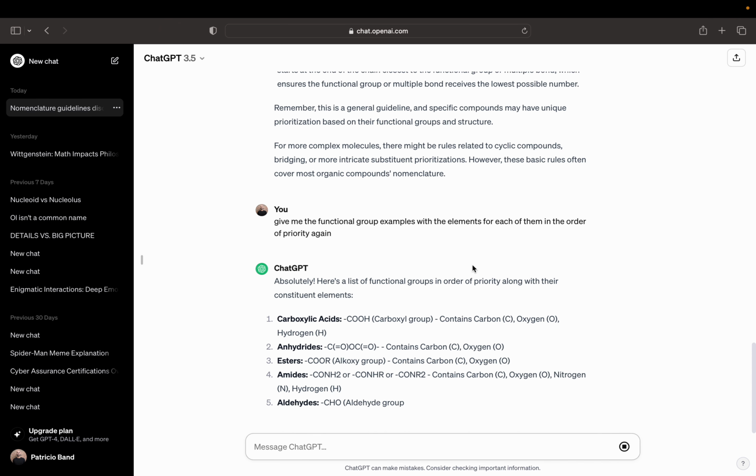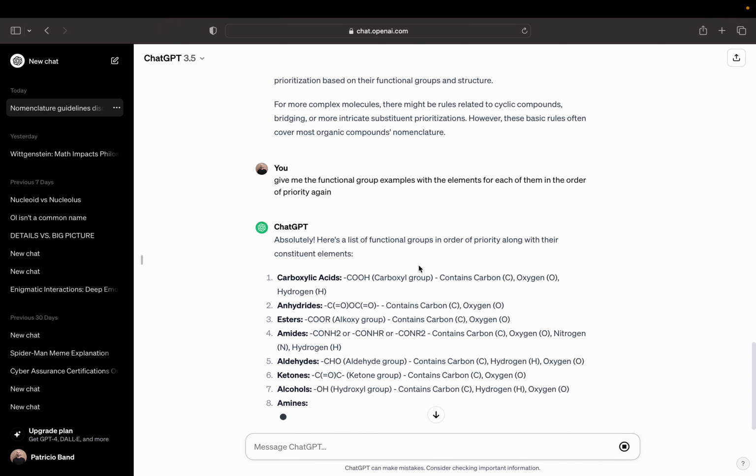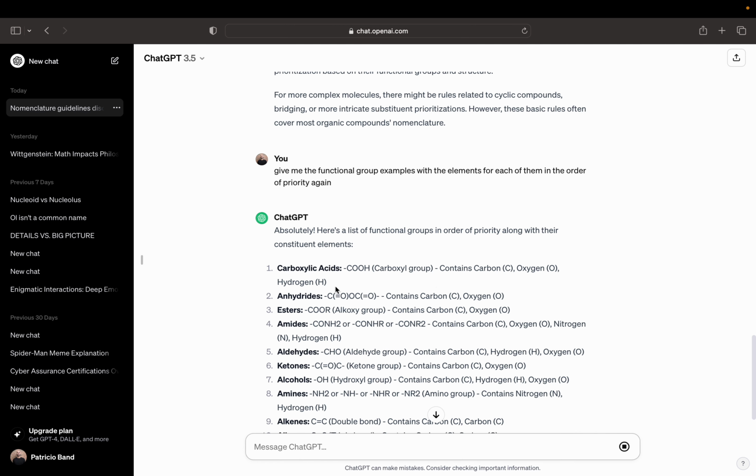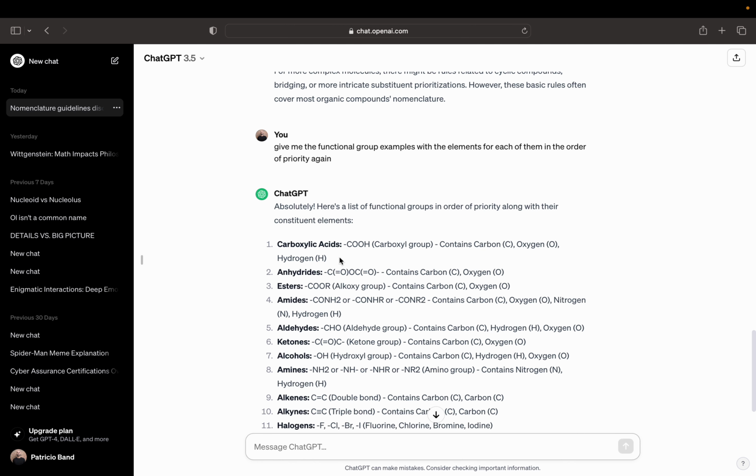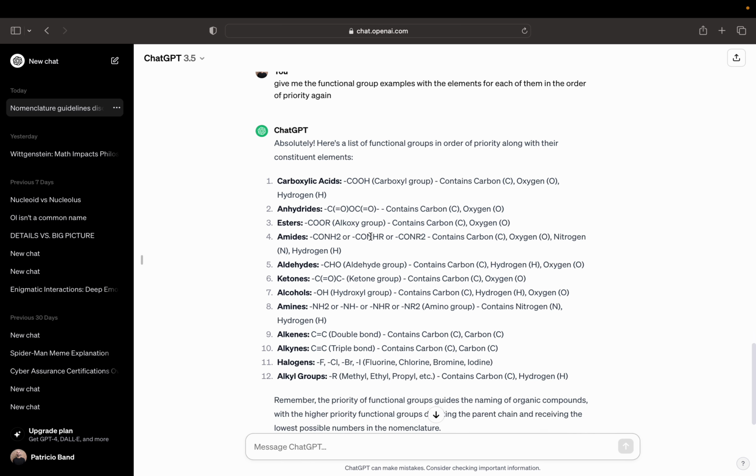Carboxylic acids, COOH, contains carbon, oxygen, hydrogen. Then anhydrides, C double bond O, and then an oxygen, right? And then that oxygen is also attached to a C double bond O. I now get the gist. We have then esters, which is an alkoxy group, C double bond O, and then attached to a carbon instead of a hydrogen, which would be a carboxylic acid.